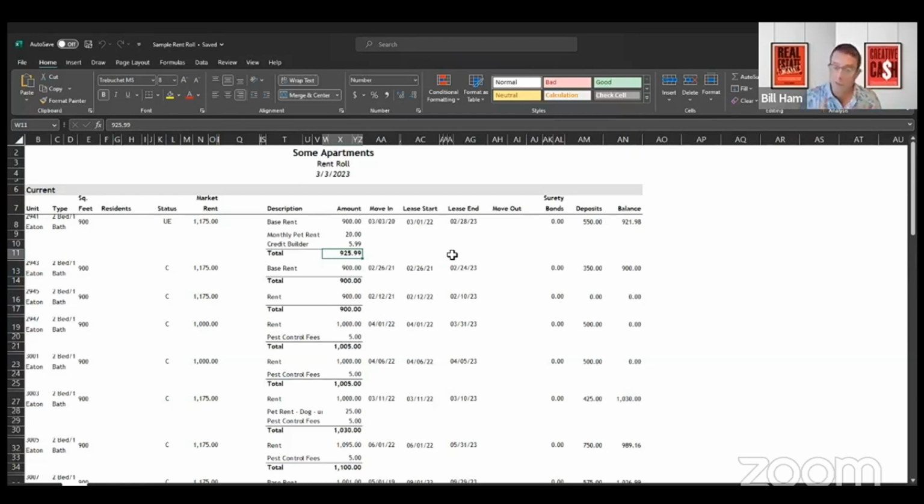So let's talk about the difference between economic vacancy and physical vacancy. Someone is living in a unit. That means the unit is physically occupied. If you have all units rented out, that means you are at 100% physical occupancy. But that does not mean that you are at 100% economic occupancy. If a tenant is living in there and not paying the rent, it's physically occupied, economically vacant.